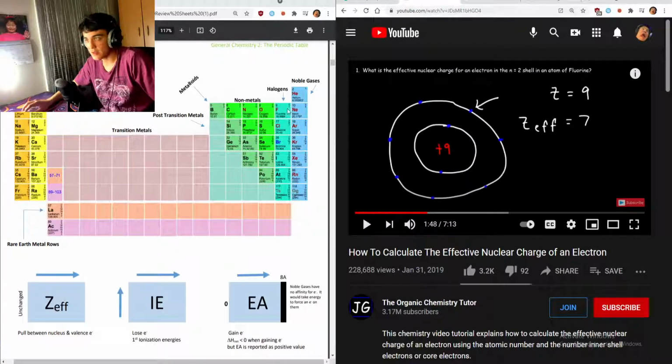So 3, 4, 5, 6, 7, 8, 9, 10. Now, the more electrons and the further away they are, the more the nucleus has to pull on it to make sure it doesn't lose it. So it has to pull harder. So the effective nuclear charge, Z effective, would increase as you're going from left to right. But it says it's unchanged as you're going up or down.